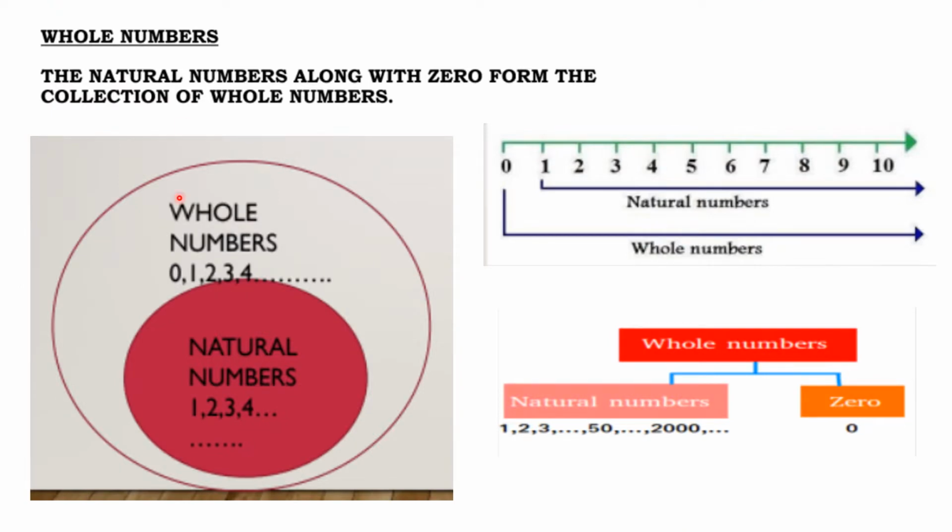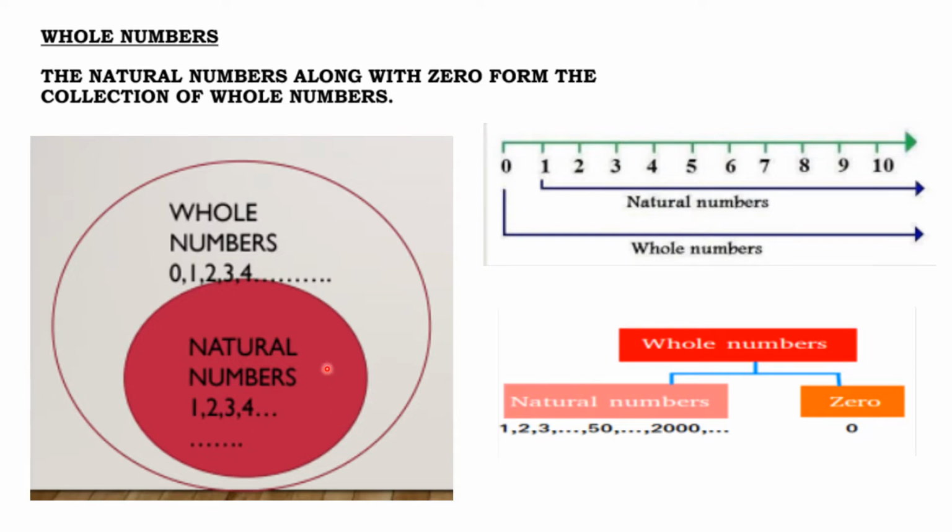So before we start, let us take the concept of the natural numbers. So what are the natural numbers? The natural numbers are also known as the counting numbers. That is 1, 2, 3, 4 and so on. These are known as the natural numbers.